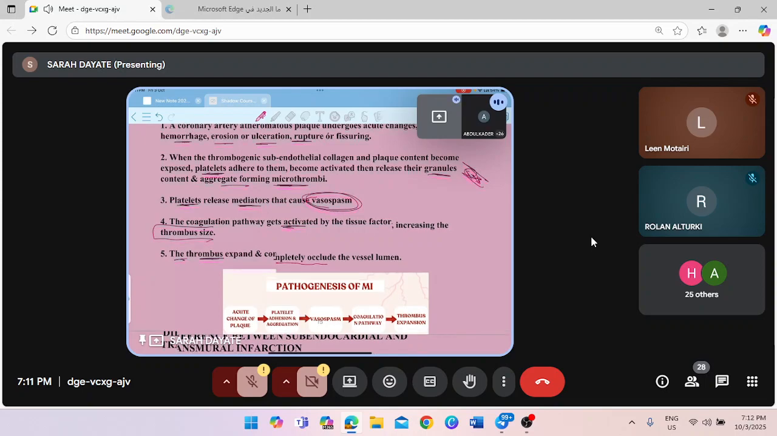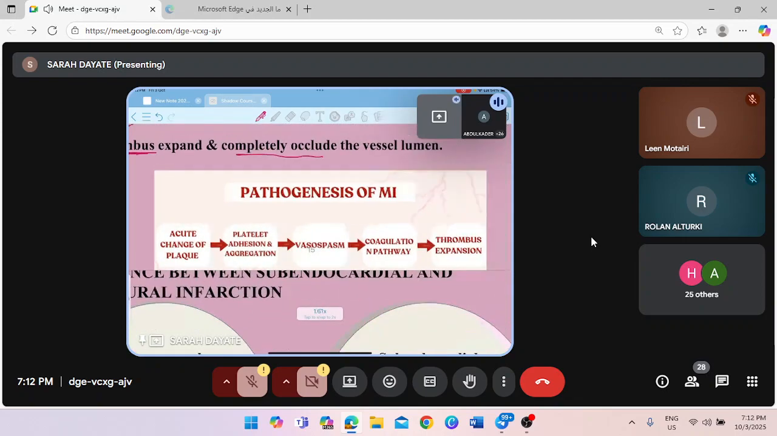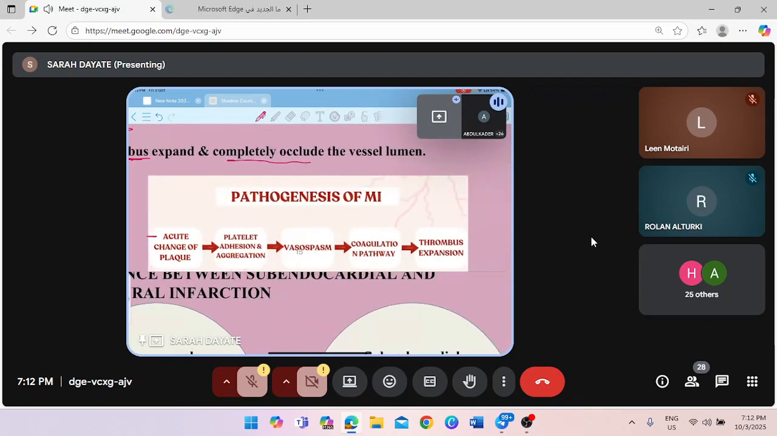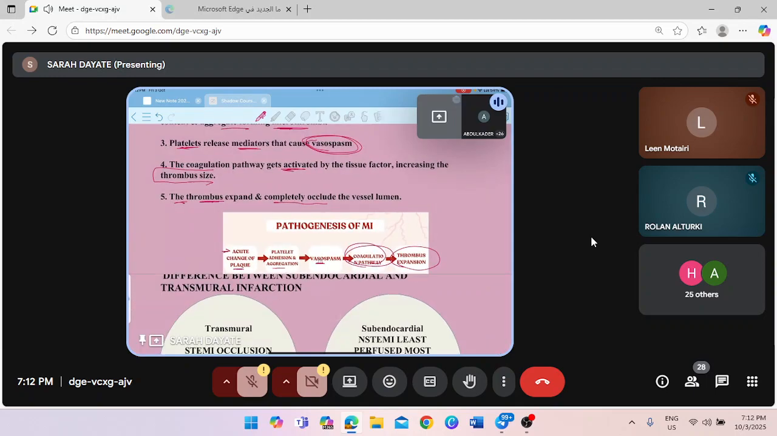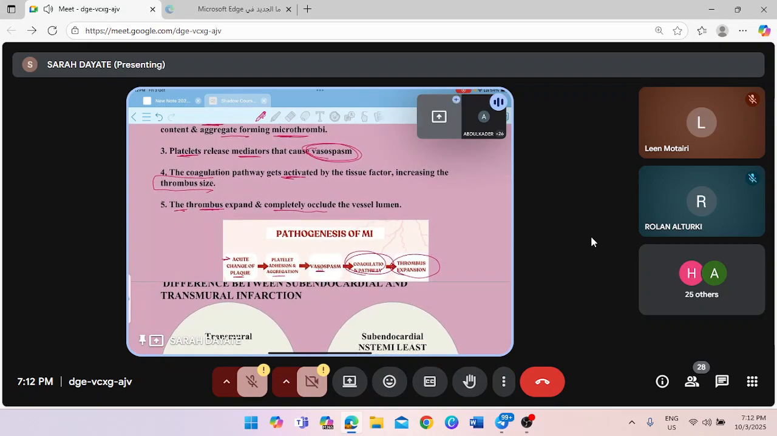So this is why the myocardial infarction starts as a healing process, but it leads to death. As a summary: acute changes of the block, platelet adhesion and aggregation, vasospasm and the coagulative pathway, and thrombosis expansion. Now there is something I want to emphasize: the type of infarct in the heart is called coagulative infarction.